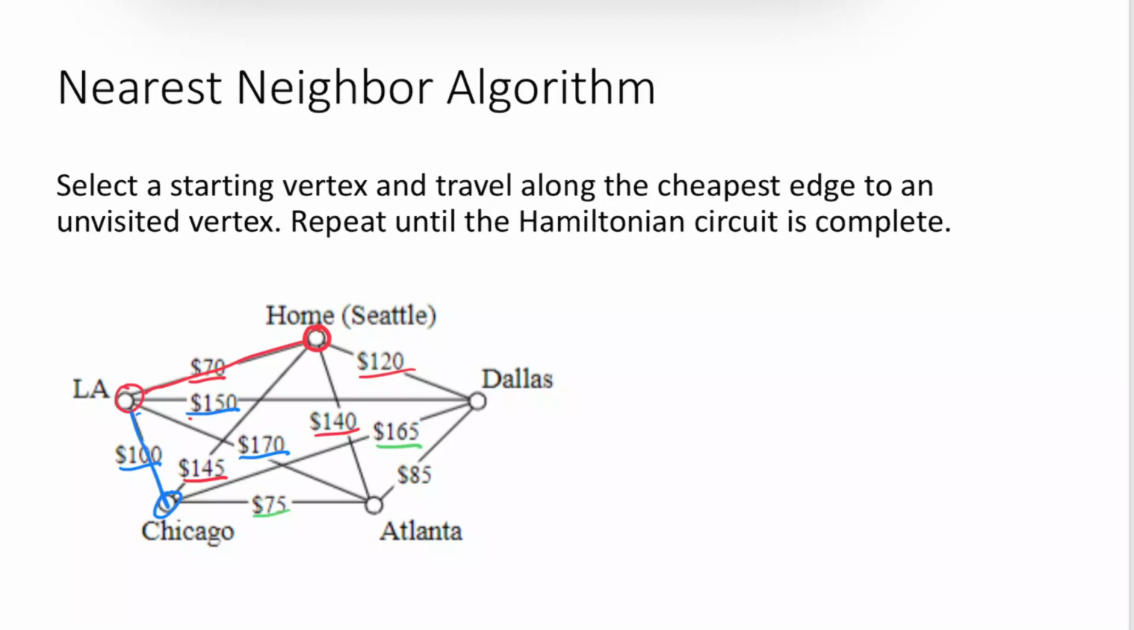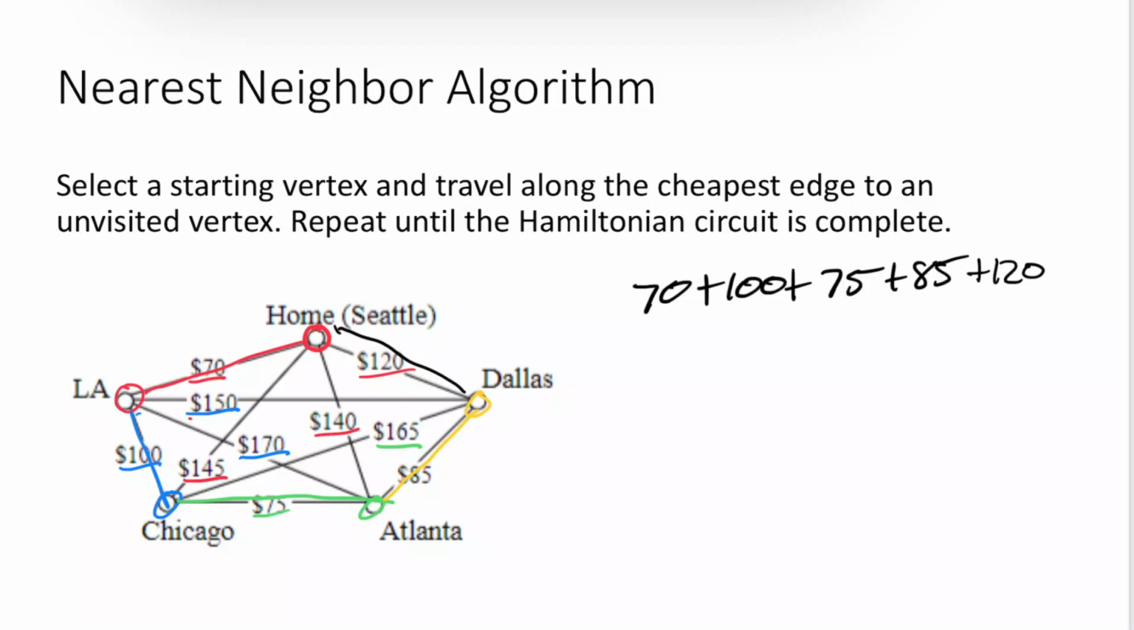And it looks like Atlanta is much cheaper. So I'll go to Atlanta. And then from Atlanta, I have to go to Dallas because that's the only vertex I haven't visited. And then to complete the circuit, I need to go back to Seattle. And so the cost of this Hamiltonian circuit is going to be 70 plus 100 plus 75 plus 85 plus 120. And so you'd figure out how much that costs, and that would be the Hamiltonian circuit that's approximated with the nearest neighbor algorithm.